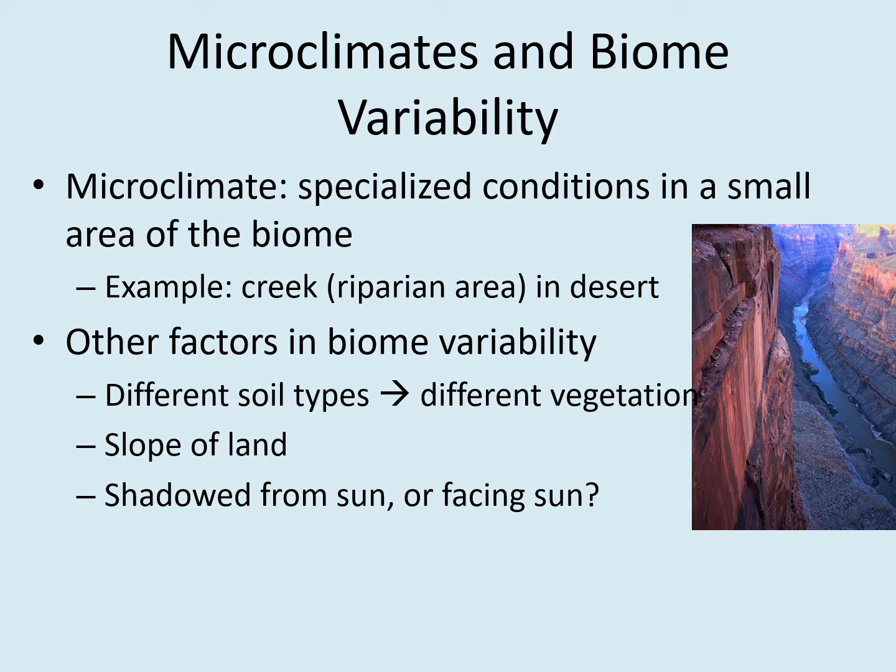So it doesn't have to be a creek in a desert. Other factors that might account for biome variability would be areas that have different soil types, which lead to different vegetation, areas with different slopes. So on a side of a mountain, it might be different than the valley below, partially because of the slope of the land, which affects soil. And then you might have a microclimate in an area that's shadowed, like on the lee side of a mountain where the sun doesn't hit, that's different from the surrounding area.